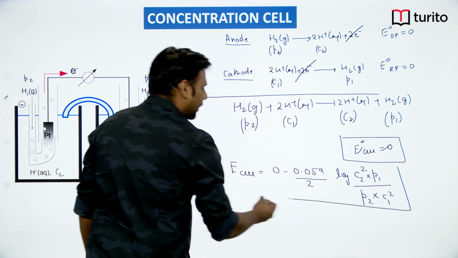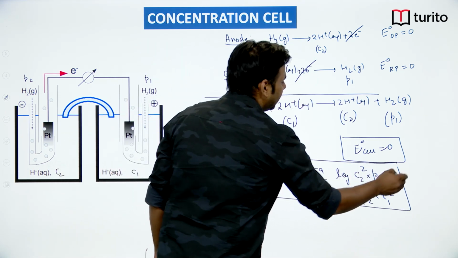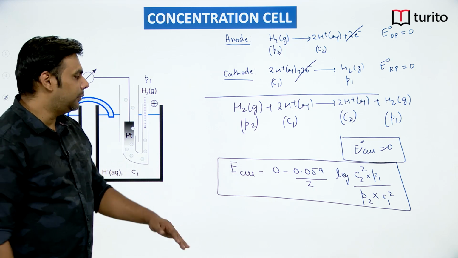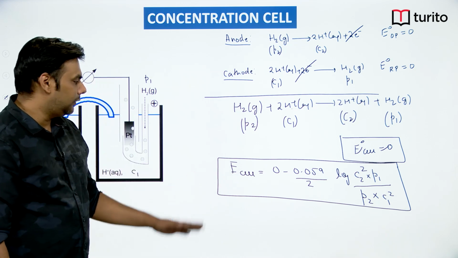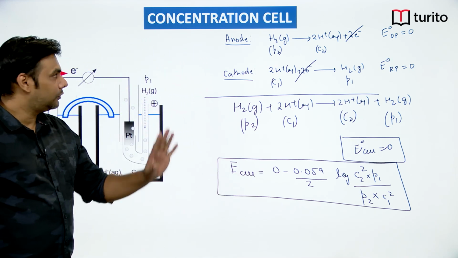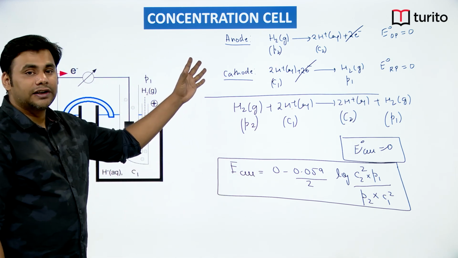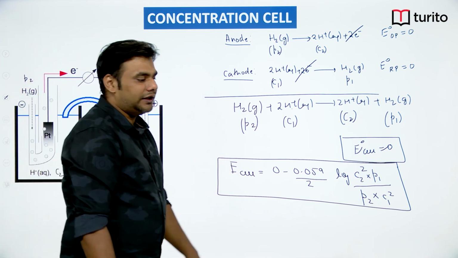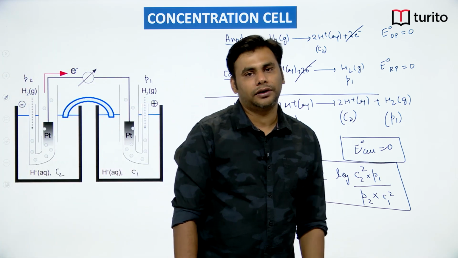Okay, so this way you will be able to calculate the EMF of this cell. P1, P2, C1, C2 would be given to you, and you can calculate the E cell. Okay, I hope this is clear to you. So this is the case when all the concentration and the activity of the electrode is different.